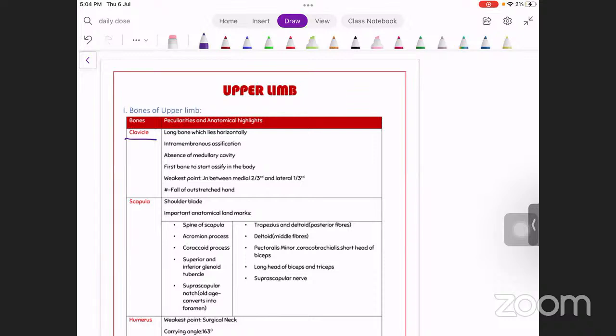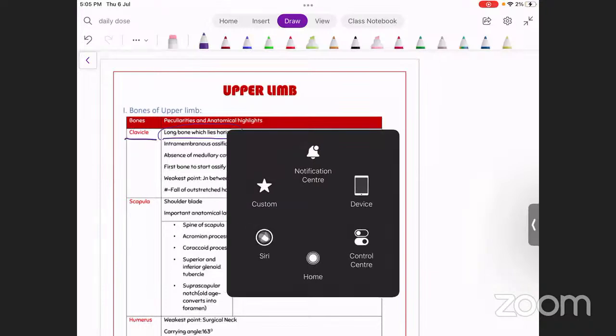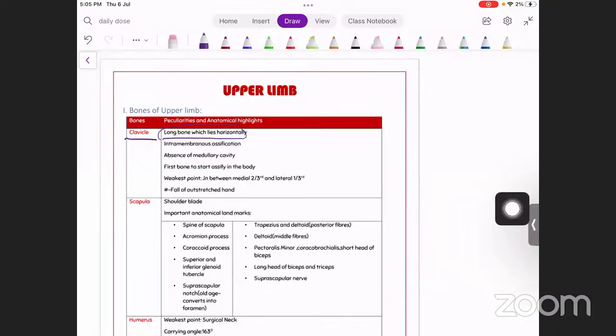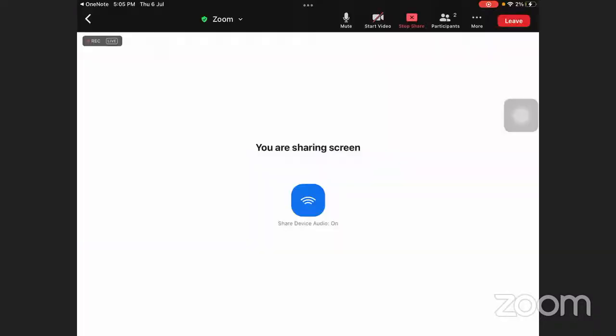The clavicle is a long bone which lies horizontally in your body. It is the only long bone which lies horizontally in your body. The clavicle is also the only bone which has intramembranous ossification. So what are the two peculiarities of the clavicle, people? We have two things.